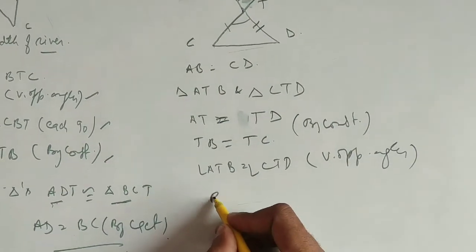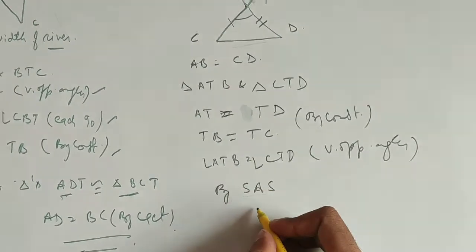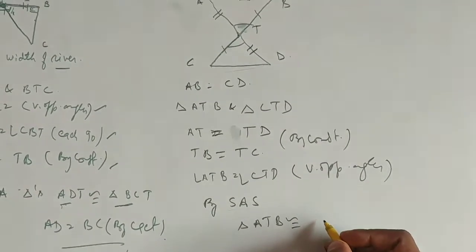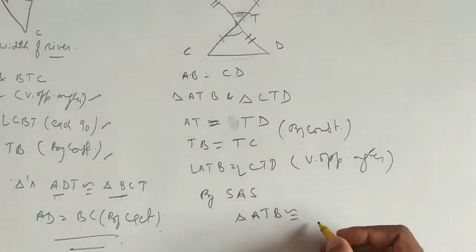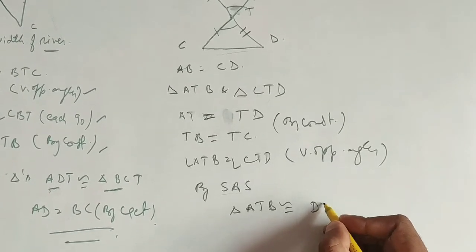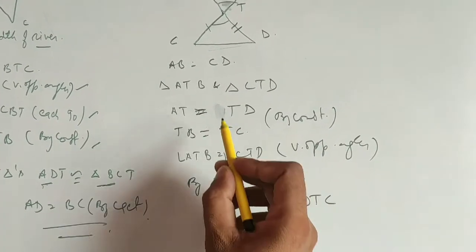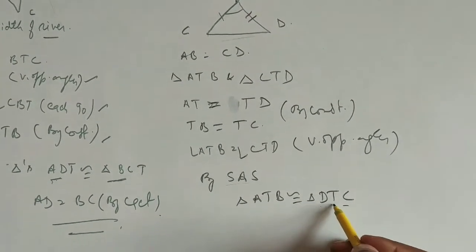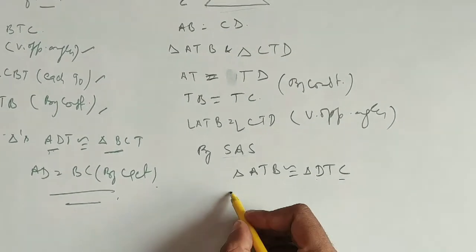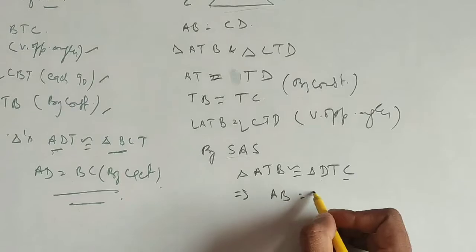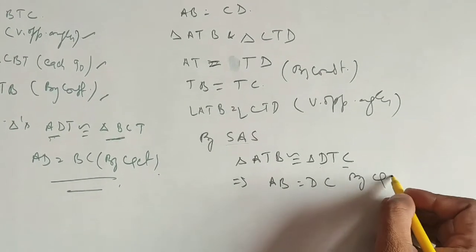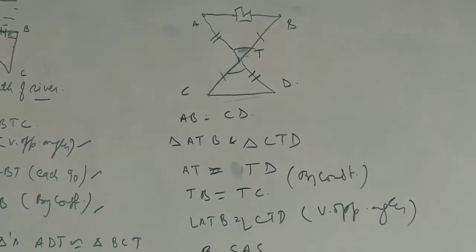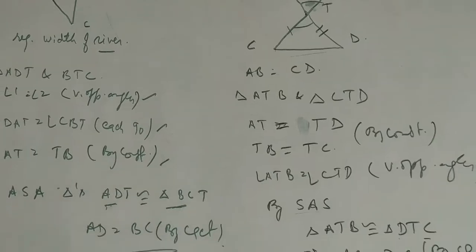So again by side angle side, triangle ATB is congruent to triangle DTC. This must be followed: AT is equal to DT, TB is equal to TC, angle ATB is equal to angle DTC, or CTD, same thing. So from this we can clearly see that AB is equal to DC by CPCT. So the length of AB will be equal to CD, so this length can be measured by CD only. Okay. Now one more we do.